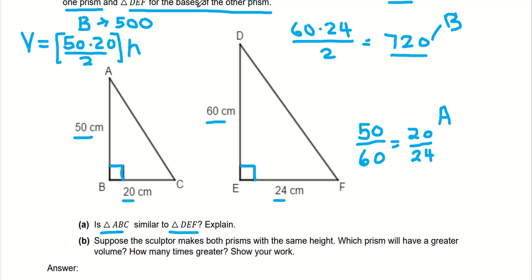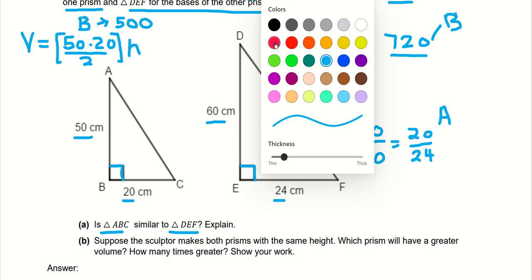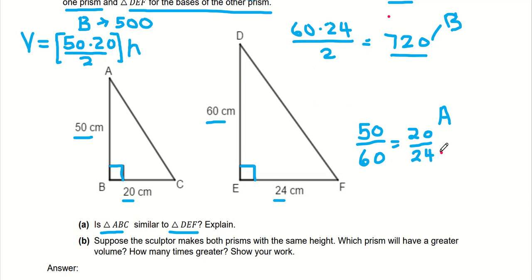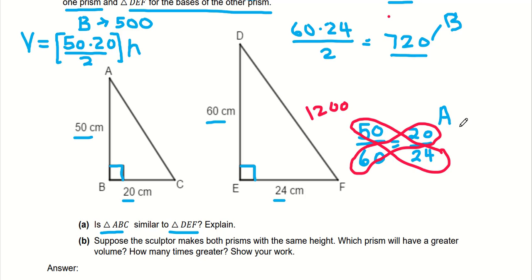Now let's see if those two comparisons are equal. So I'll change the color of my pen, and I want to multiply 50 times 24 and just see what happens. So I'll get my calculator out, make sure I do this carefully, and I got 1200. I'll multiply 60 times 20, and I'll also get 1200. So this is showing that these are proportional.